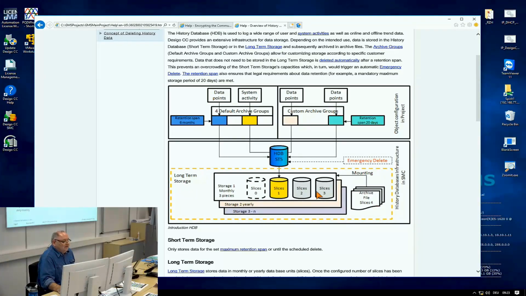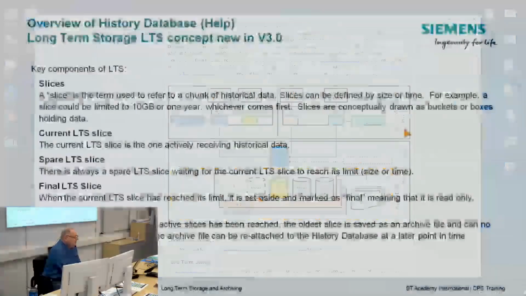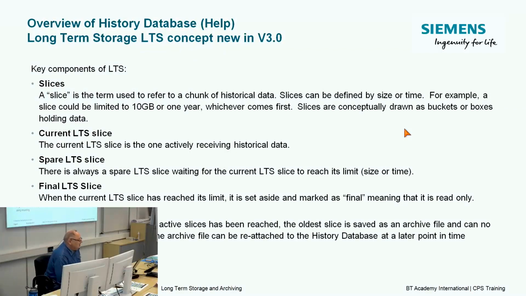So let's have a look at the slices, and if you're looking now at the other screen, you find the key components of the long-term storage. So we have some new components like slices, current slice, spare slice, final slice, and archive files. Okay. So I'm now going to switch from one screen to the other. Okay. So the yellow slice here, this is the current slice.